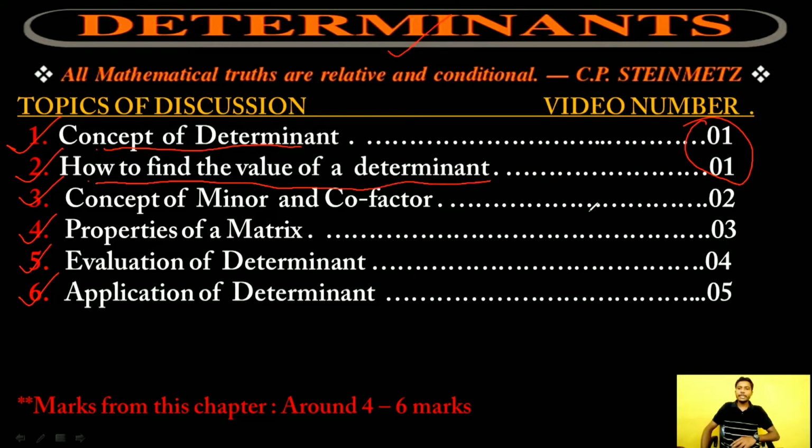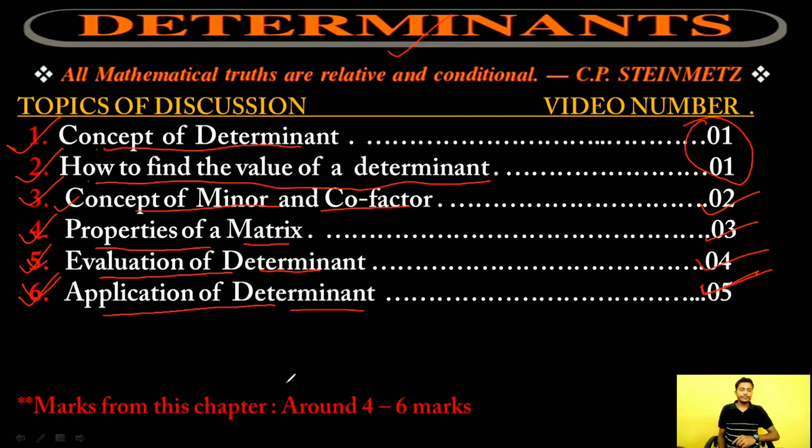In my second video, I will discuss topic number 3, that is concept of minor and cofactor. And in my third video, I will discuss topic number 4, that is properties of a matrix. And in my fourth video, I will discuss topic number 5, that is evaluation of a determinant. And in my fifth video, I will discuss topic number 6, that is application of determinant. And this determinant chapter carries 4 to 6 marks in your board exam.